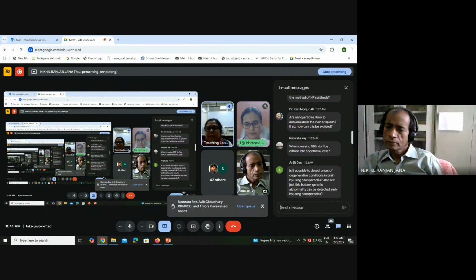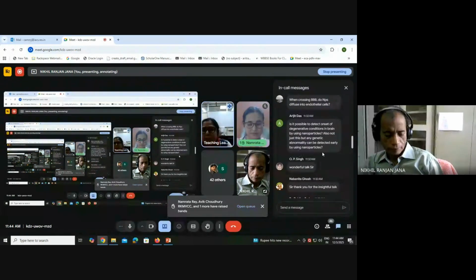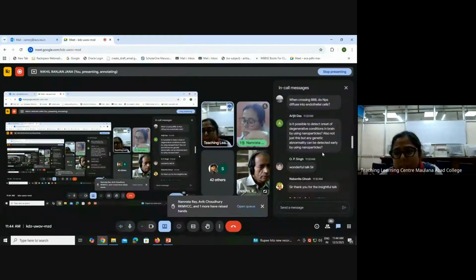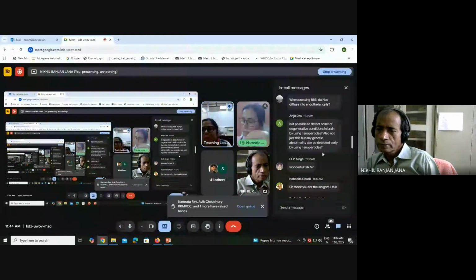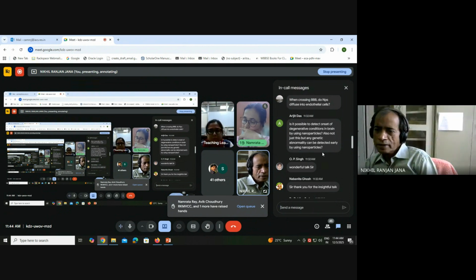Okay, sir. The next question asked by Arijit Das. His question is, is it possible to detect onset of degenerative conditions in brain by using nanoparticles? Also, not just this, but any genetic abnormality can be detected early by using nanoparticles. Genetic abnormality means single mutation can be detected.